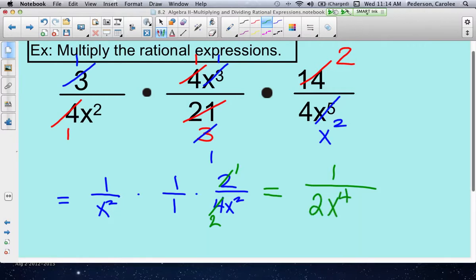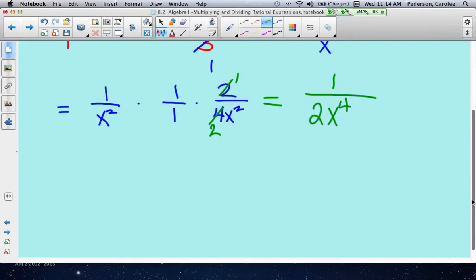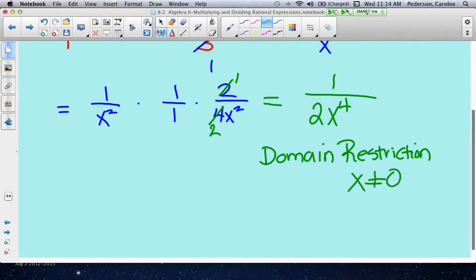What's the domain restriction? Well, if I substitute 0 into here or 0 into there, it would make the fractions undefined. So the domain restriction is x cannot be 4. I'm sorry, x cannot be 0.